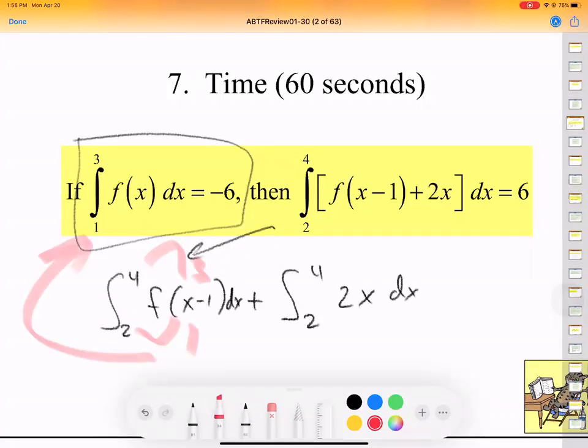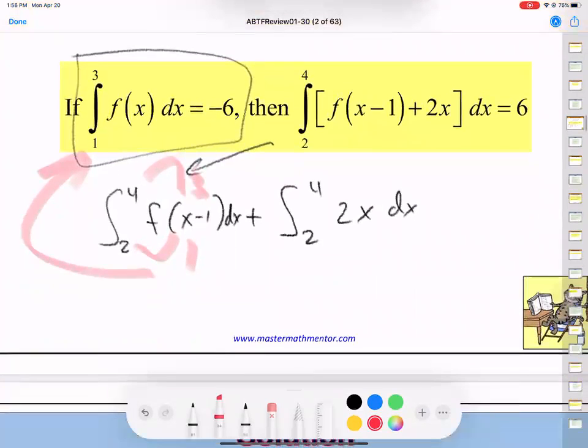So it turns out the first integral is just -6. Well, the second integral, we know how to find the integral of that. That's just taking the integral of 2x, which is 2x squared over 2. We're going to plug in between 2 and 4.